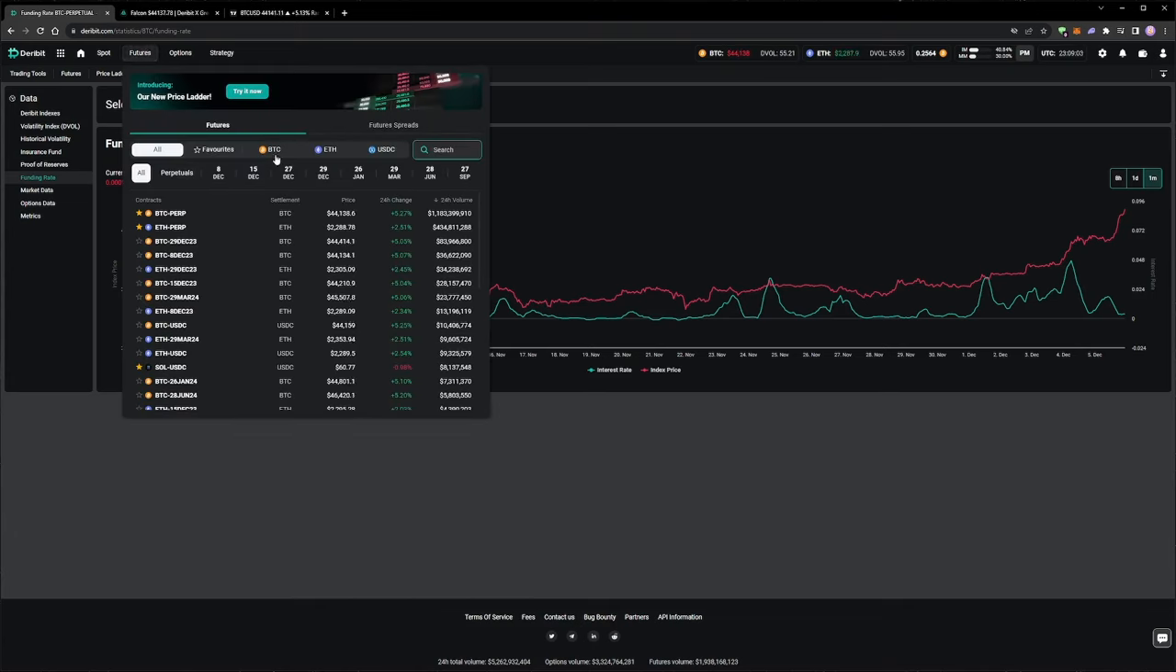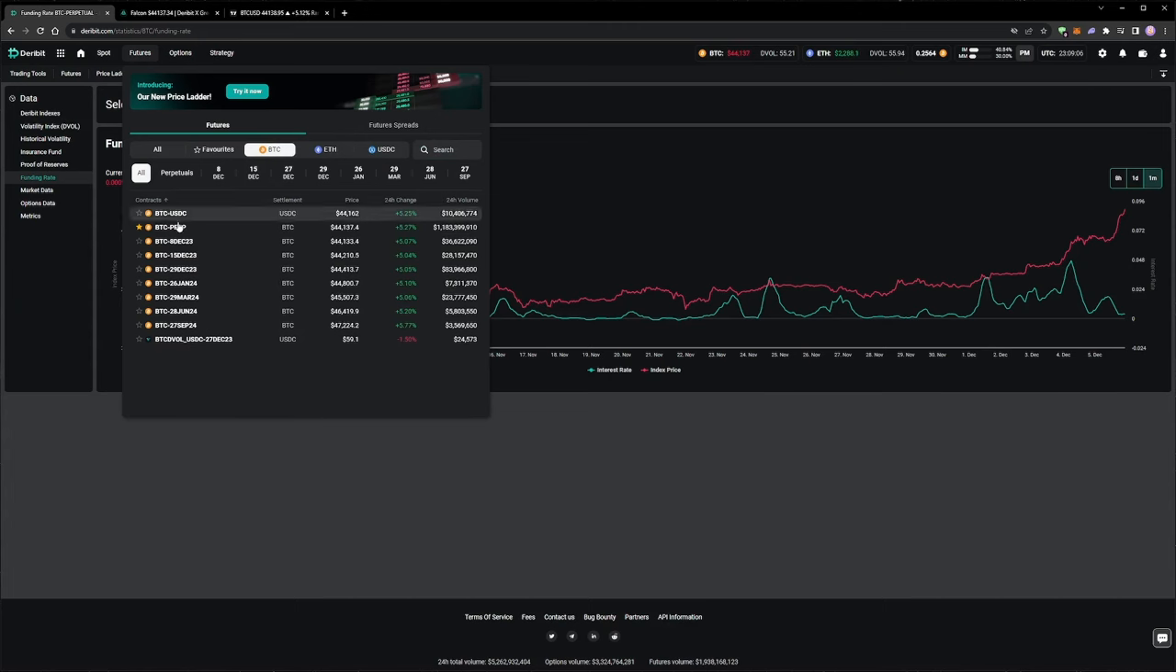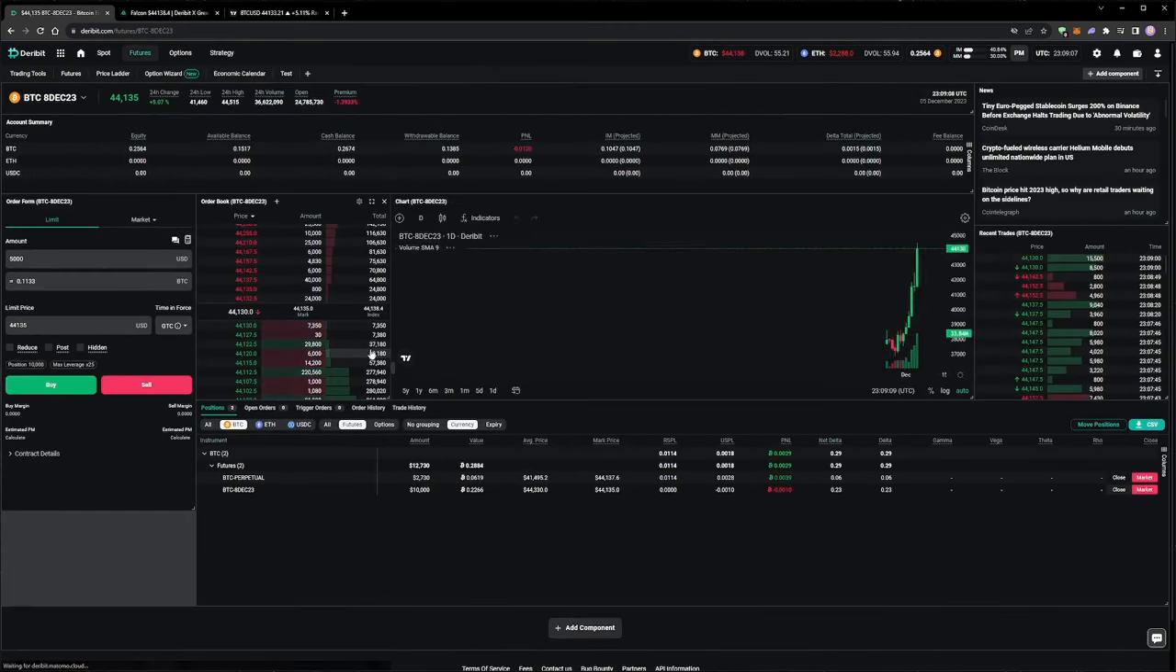Dated futures don't have a funding mechanism, so as long as the premium of the futures contract isn't too great, we may prefer to hold our delta hedge there instead.